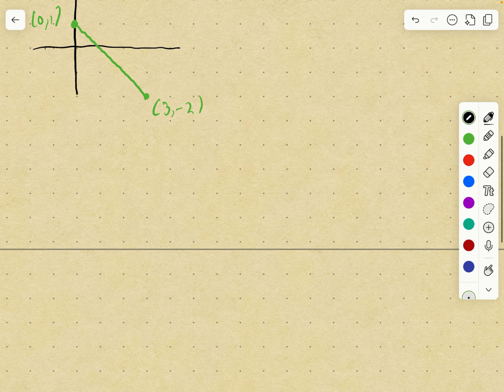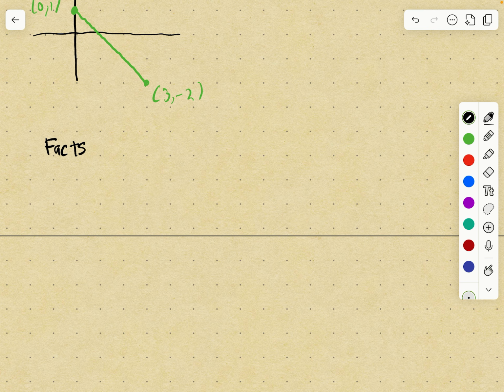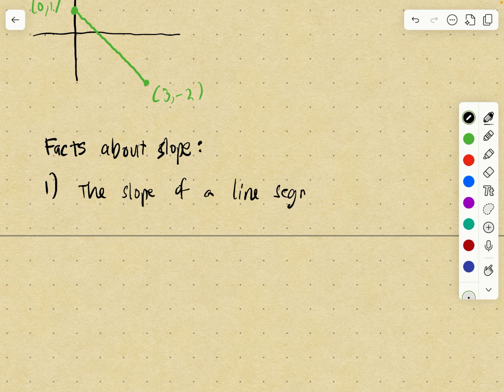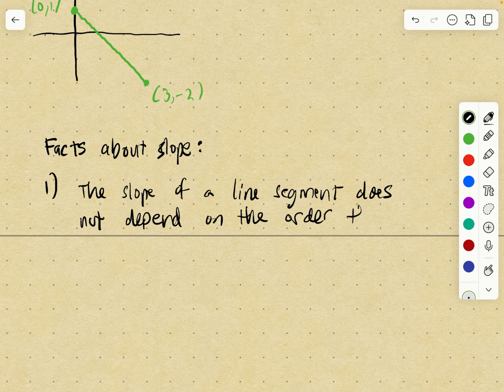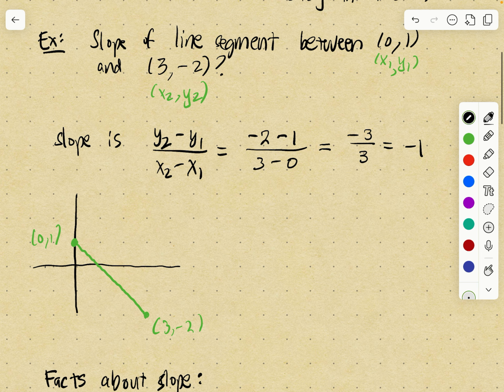Some facts about slope that are important. First of all, the slope of a line segment does not depend on the order that the points are named in. Let's just do an example with this one, and then you'll see what's going on.